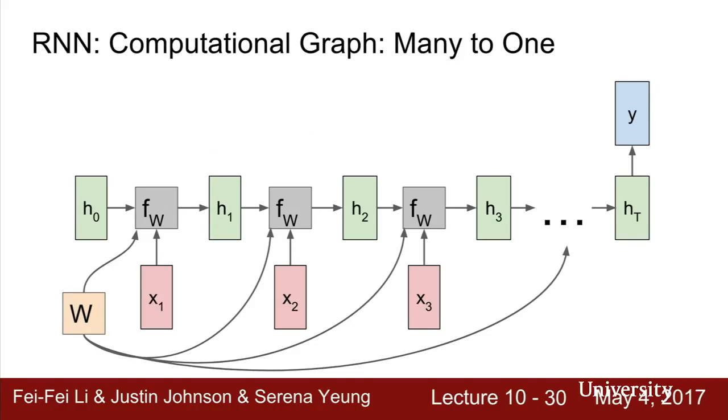Now, if we have this many-to-one situation where maybe we want to do something like sentiment analysis, then we would typically make that decision based on the final hidden state of this network, because this final hidden state summarizes all of the context from the entire sequence.